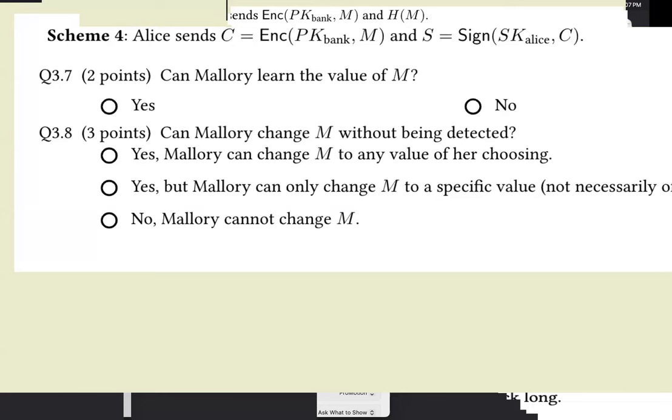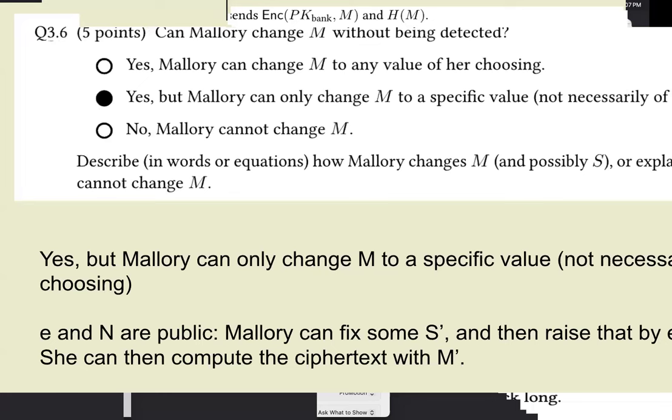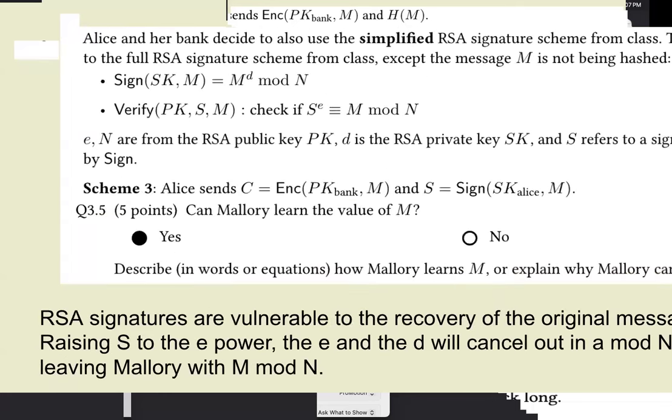Sorry, I'm still kind of confused about the previous one. By Mallory can fix some S prime, what does that have to do with whether or not she chooses it? Yeah, so basically the way Mallory is messing with the message is she fixes on S prime and she computes the message that it would translate to by raising it to the E power. Oh. So now that she has the M prime, not necessarily of her choosing because she had to determine it through the S, the signature. And then she can just use the encryption function to send the corresponding text.